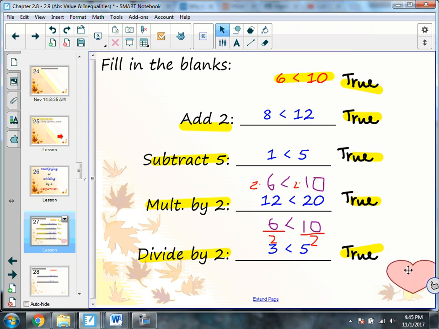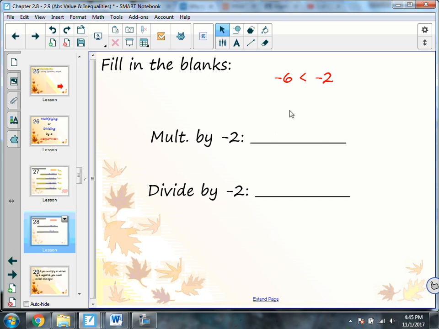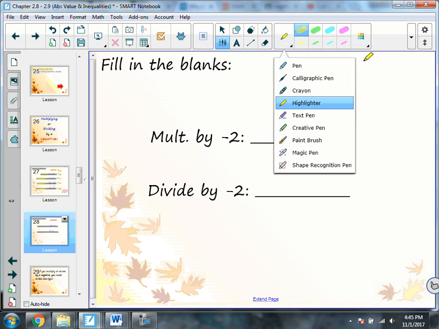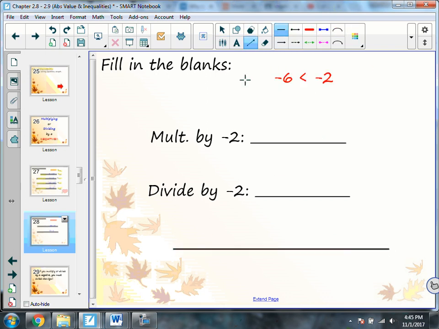However, is that true for all numbers? Let's try this inequality. -6 is less than -2. I know that to be true because if I consider a number line, here is -6, and here is negative 5, negative 4, negative 3, negative 2. Here's negative 2. Negative 6 is less than negative 2, so that is true.